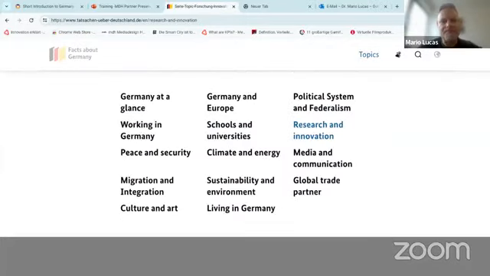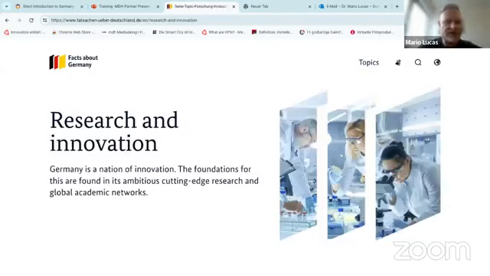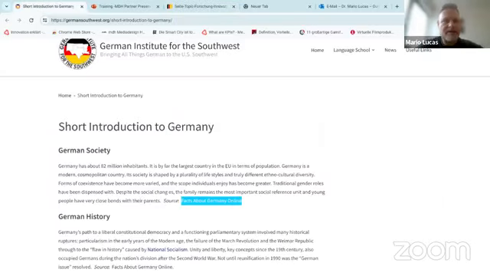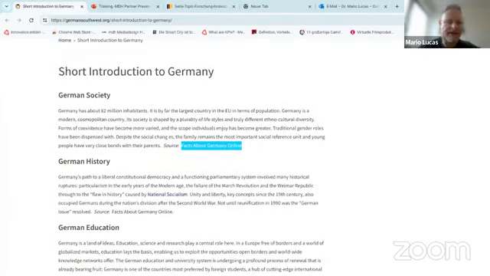And as you all can see, you can find different topics that might be of interest to you. Germany and Europe, of course, working in Germany, but more important, maybe the innovation, the school and university system, the research and innovation system. If we take a short look here, you can see that Germany, of course, is a nation of innovation. Maybe all of you know the label Made in Germany, which indicates that at least in some leading fields, for example, mechanical engineering, but also electrical engineering, Germany is quite innovative, of course, when it comes to the automotive section as well.